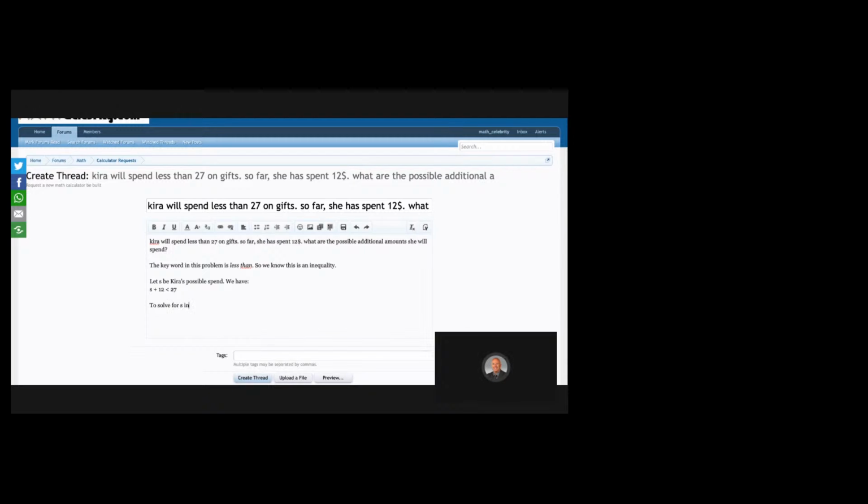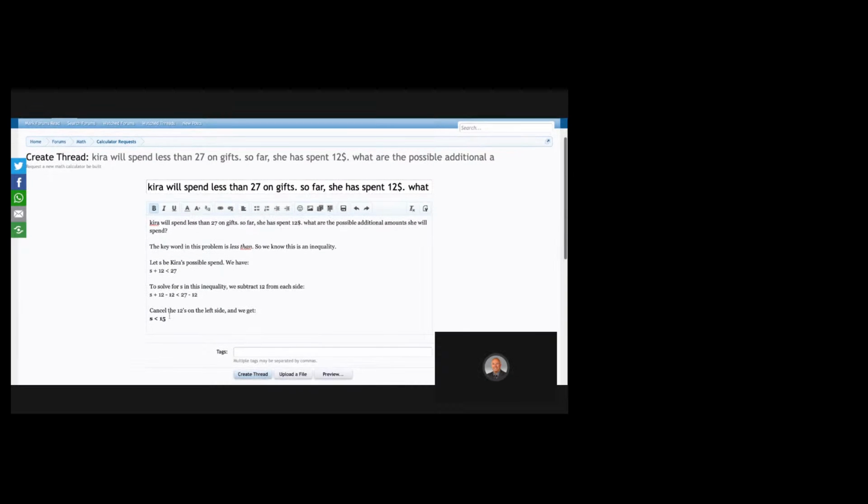To solve for S in this inequality, we subtract 12 from each side. S plus 12 minus 12 is less than 27 minus 12. Cancel the 12s on the left side, and we get S less than 15. So when they say in the question, possible additional amounts, she can spend any dollar amount from 0 up to, but not including 15.